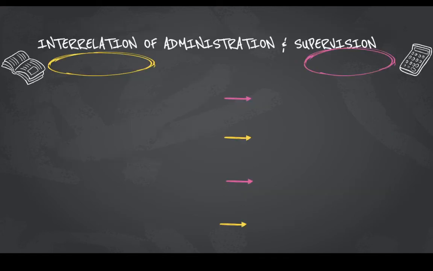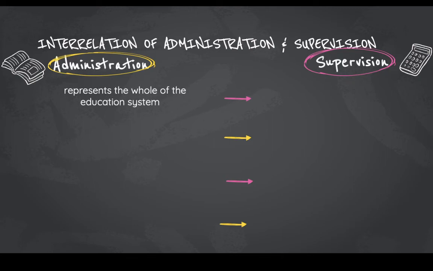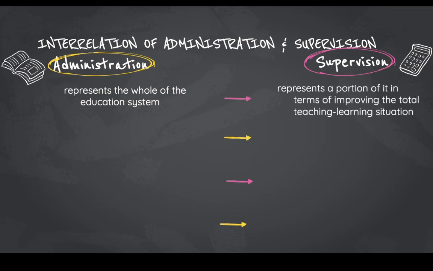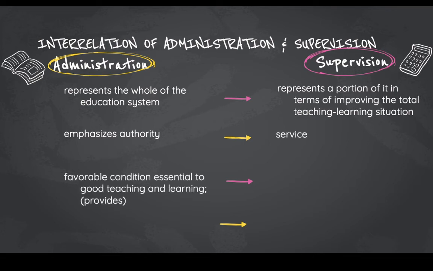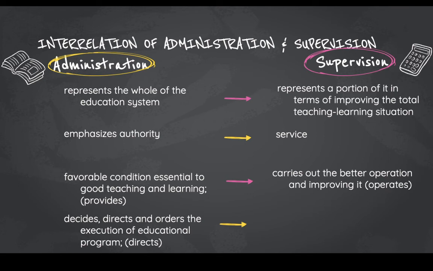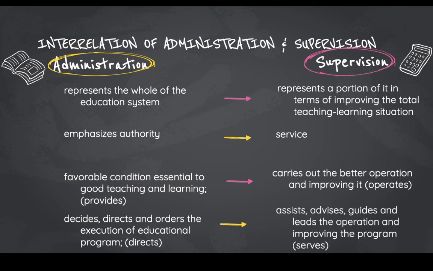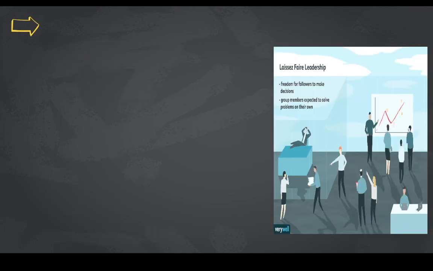For the interrelation of administration and supervision, administration represents the whole education system while supervision is only a portion of it in terms of improving the total teaching-learning situation. Administration emphasizes authority, supervision is for service. Administration has a condition essential for teaching and learning, and the supervision carries it out. The administration decides, directs, and orders, and the supervision assists, advises, and guides, which is for service.